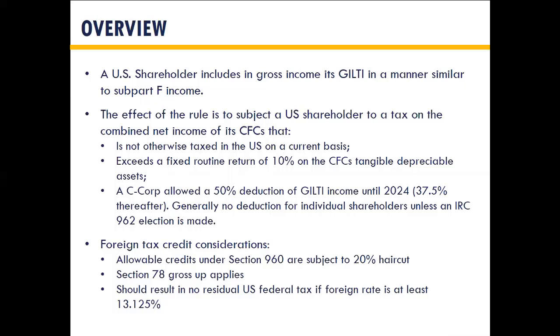But really what that says is if you paid 13.125% of tax in the foreign jurisdiction, you multiply that times 80%, you get to 10.5%. And that's really the tax for a corporation that's applying to GILTI income.